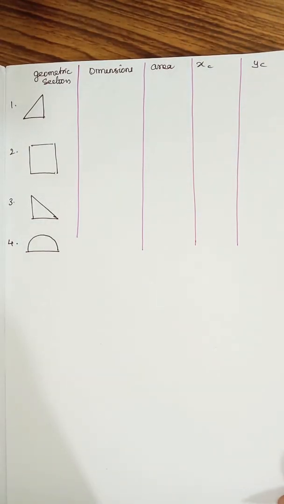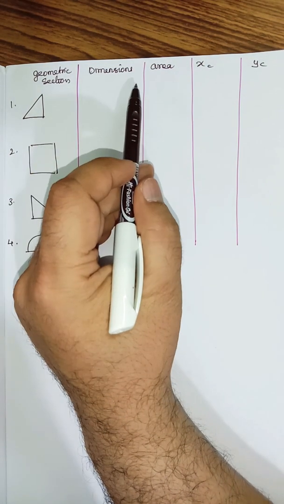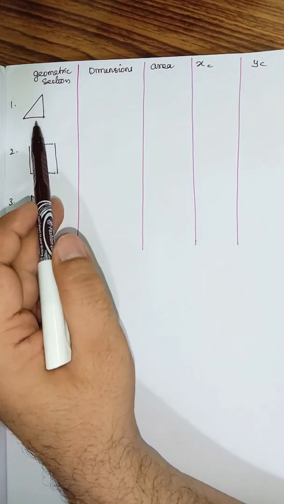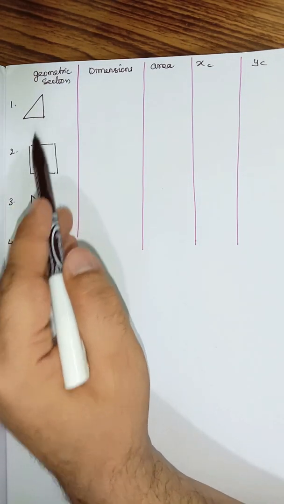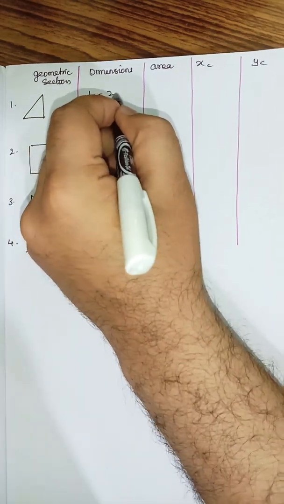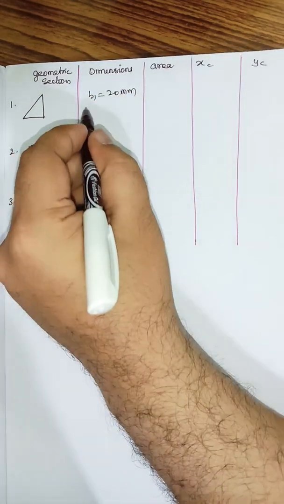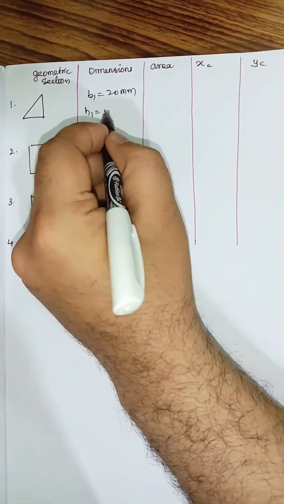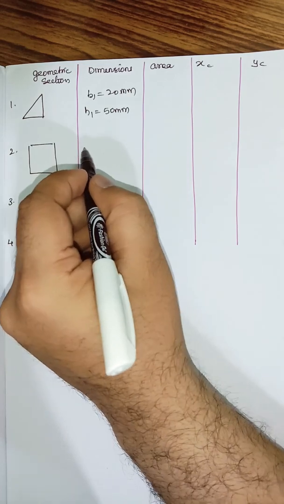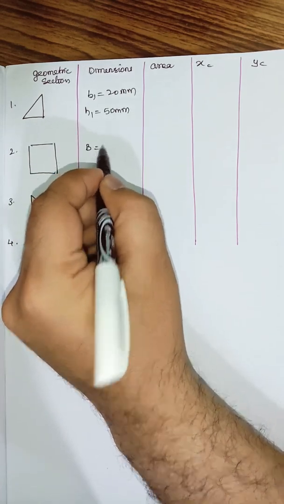So for easy and quick solving of the problem, I have drawn a table over here which is showing the geometric section, the dimensions, area, xc and yc. The first one which I am considering here is the first triangle. The dimensions of this triangle are the base b1, which is equal to 20 millimeter, and the height h1 is taken as 50 millimeter.